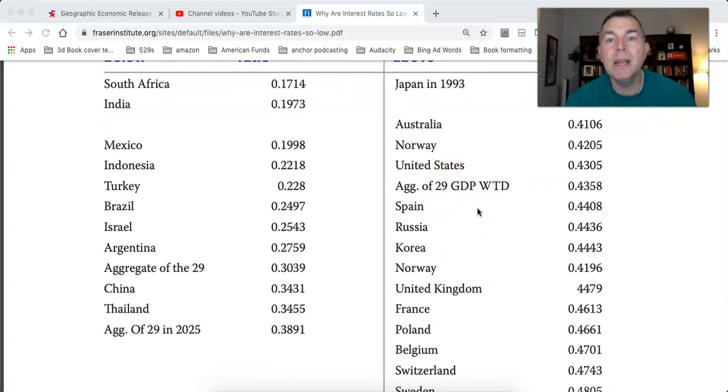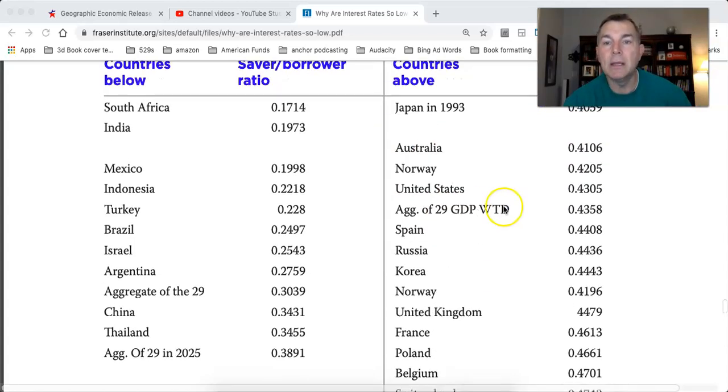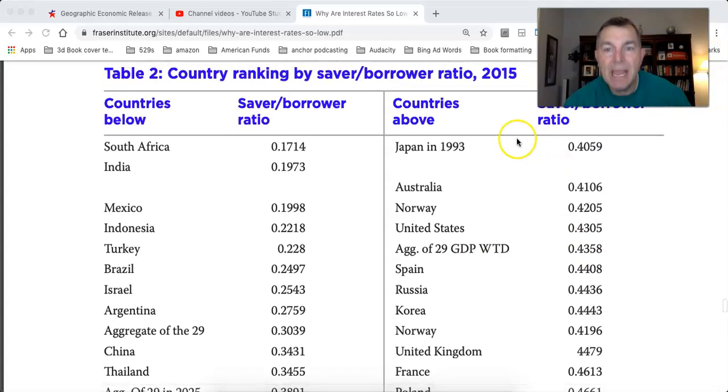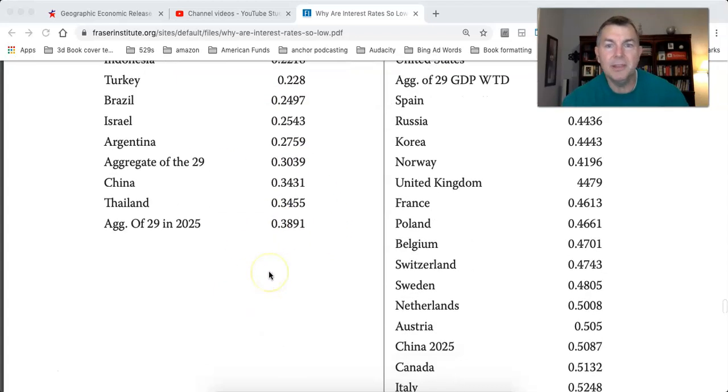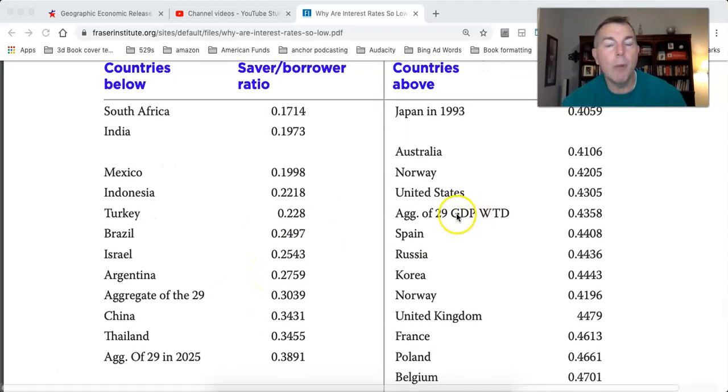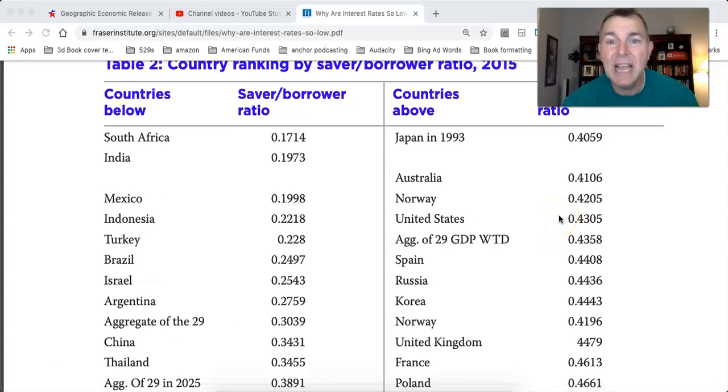Average of the 29 today, weighted, 0.4358. Japan in 1993 was the epicenter at 0.4059. The aggregate of GDP weighted. If you don't do the aggregate, just do the aggregate, not weighting, it's at 0.3, not a big deal. But the ones below Japan are just nothing. The ones above Japan, when you weight them, are, look at that, above where Japan was in 1993.